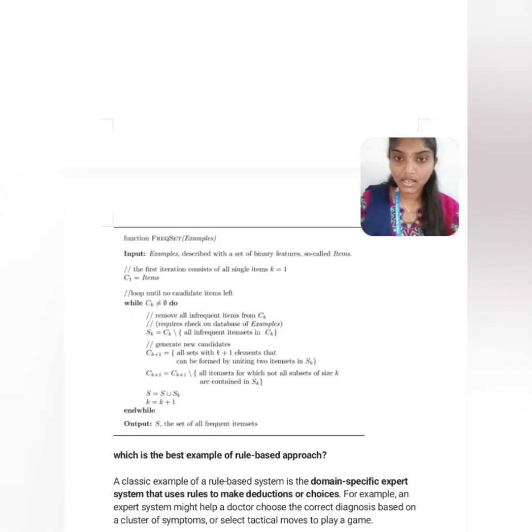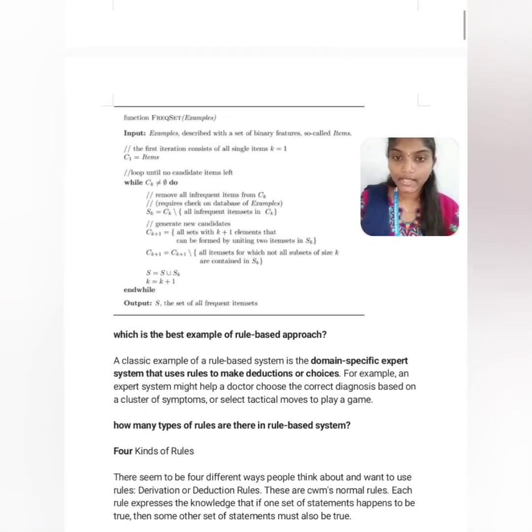Next, functions. Functions are frequent item set mining. Examples: we can give some input examples described with a set of binary features, so called items. We can write a small program on these items. Next, output. We can write the program and execute it. Some output will come. That output is the set of all frequent item sets.